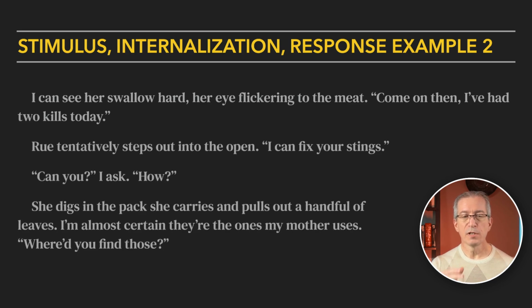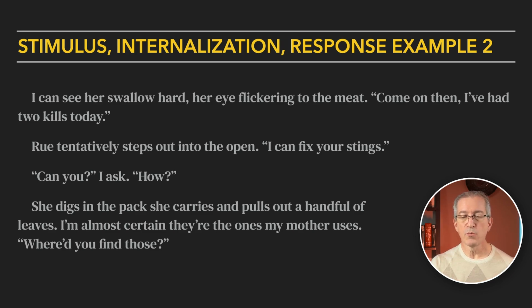Another example, continuing from the other one. I can see her swallow hard, her eyes flickering to the meat. Come on then, I've had 2 kills today. Rue tentatively steps out into the open. I can fix your stings. Can you? I ask. How? She digs in the pack she carries and pulls out a handful of leaves. I'm almost certain they're the ones my mother uses. Where'd you find those? And so here too, we have the internalization from Katniss.